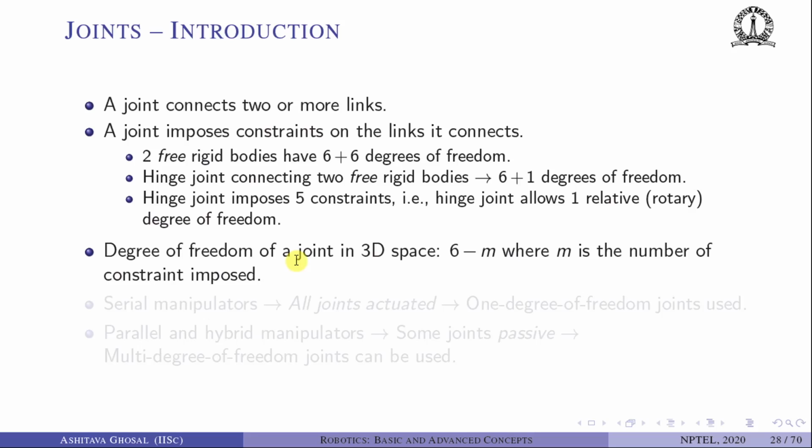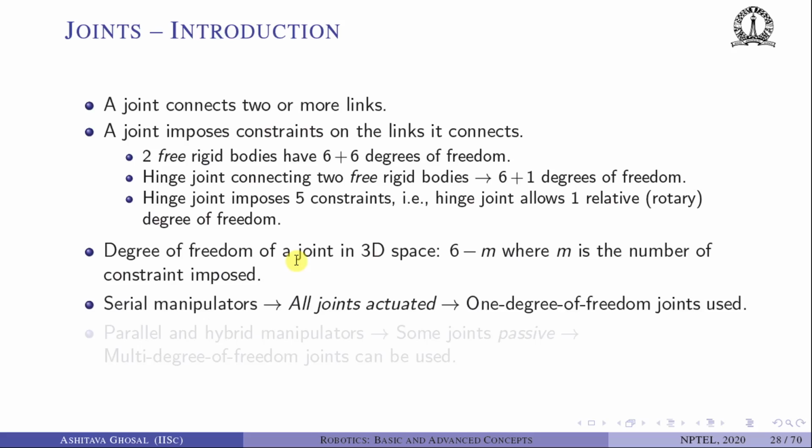If I now connect these two rigid bodies using a hinge joint, then the second rigid body can only rotate with respect to the first rigid body. So the total system degrees of freedom are now 7, 6 plus 1. Another way of looking at it is that the hinge joint imposes 5 constraints, or a hinge joint allows only one relative degree of freedom. So the degree of freedom of a joint in 3D space in general can be written as 6 minus m, where m is the number of constraints imposed.